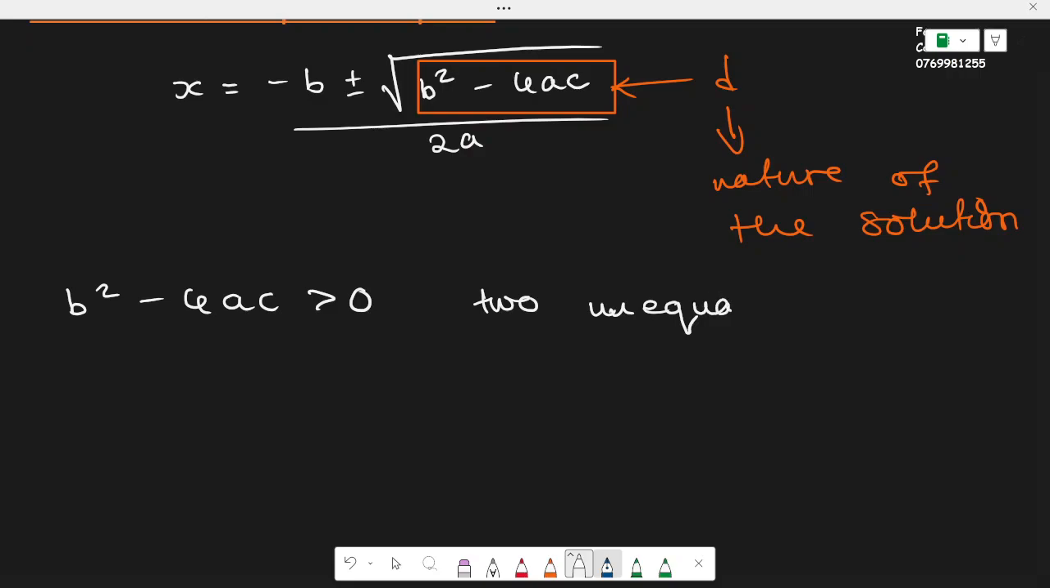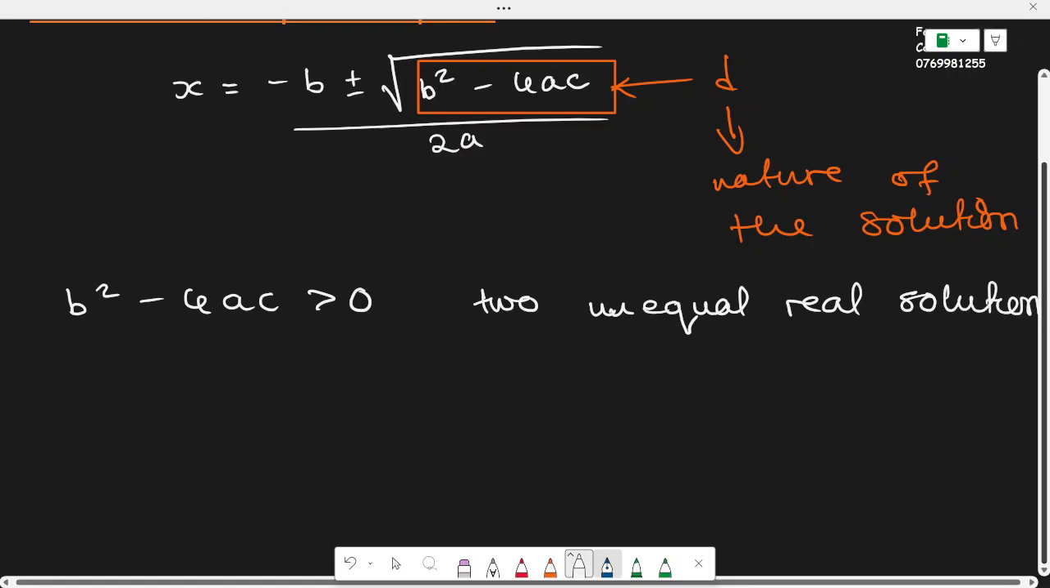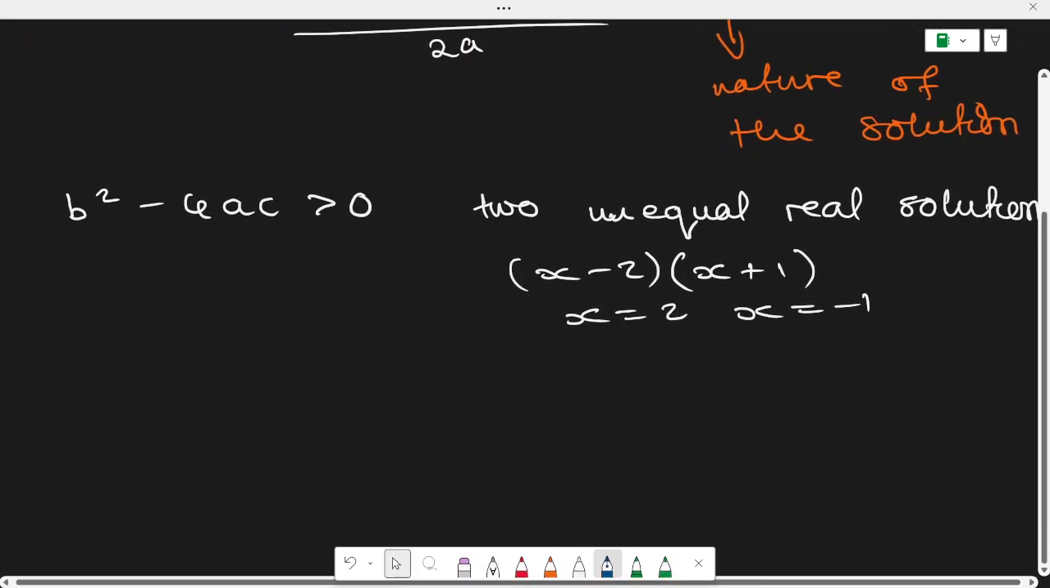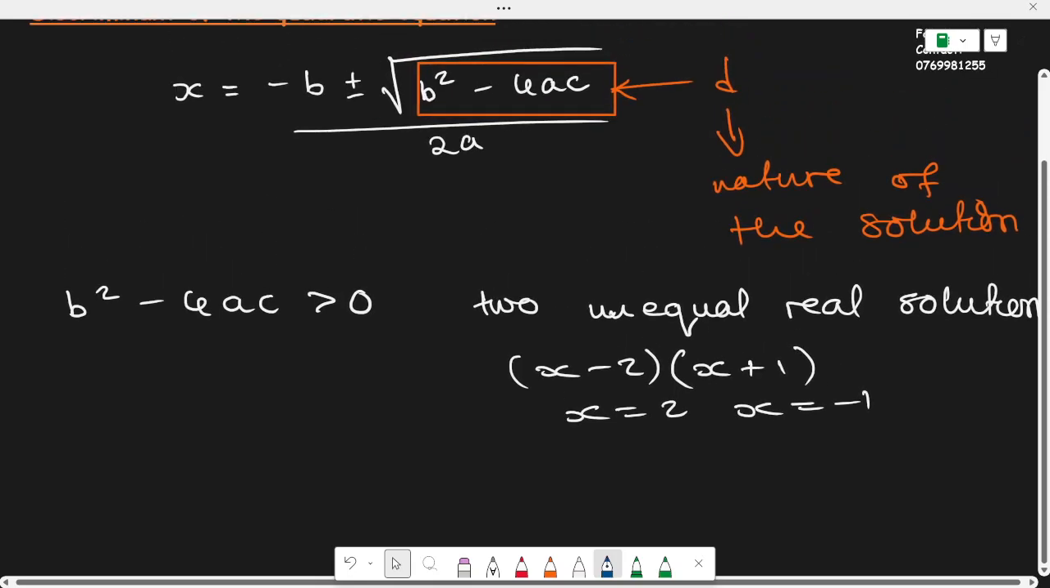unequal real solutions. Okay, let's say you can get something like x minus 2, x plus 1. These are two unequal solutions because x can be equal to 2 or x can be equal to negative 1. So that means that what you have inside the square root here is greater than 0.